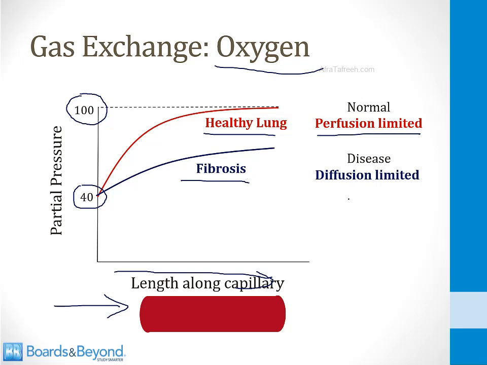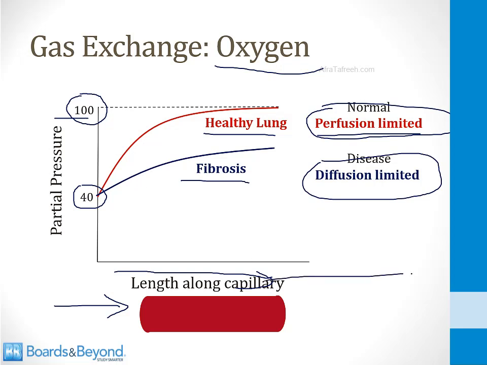And this happens because oxygen switches from being perfusion limited to being diffusion limited, and therefore it never equilibrates with the alveoli, and the partial pressure of oxygen when it leaves the lungs, in other words, when it leaves the pulmonary capillaries, will not be 100, it will be some value lower than that, and that represents hypoxemia.